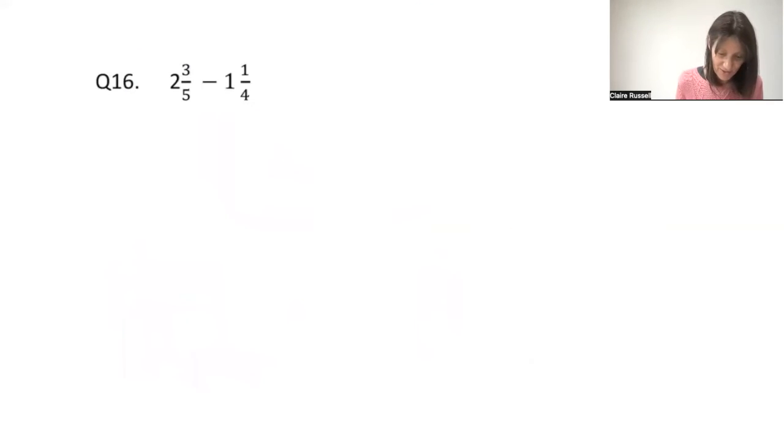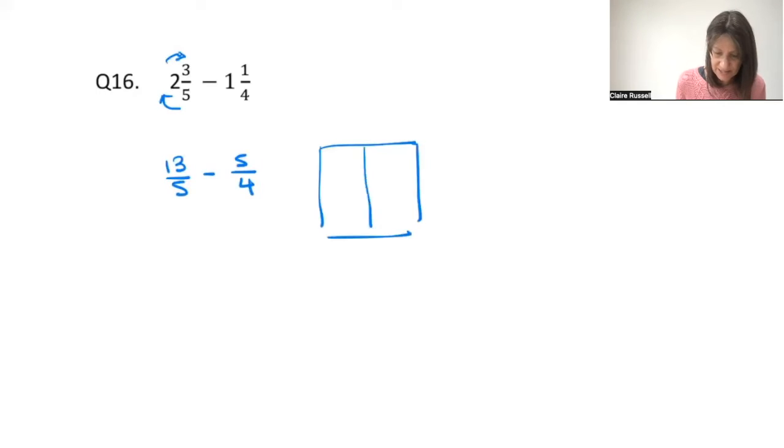Okay, so we've got our smashed window. Can't use it yet because I've got mixed numbers. So first thing I need to do is sort those mixed numbers out. So timesing through, adding in the top, remember, that's going to give me 13 over 5. And then the same on this one would give me 5 over 4. Now I can go into my smashed window.